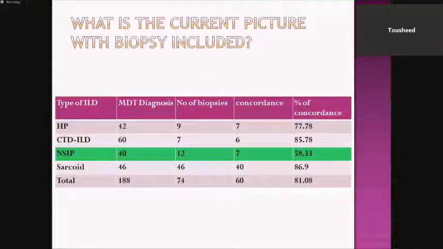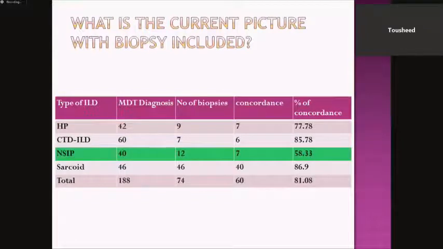So the other thing I wanted to see in our data is, what is the role of biopsy? Should we get all of them biopsied? If you see this data after 2016, I think we started doing our cryobiopsies only from 2015 onwards. We could do only about 9 biopsies out of 42. 42 cases were MDT diagnosed as HP, and in that we could convince only 9 people for a biopsy. And out of them, 7 people had a confirmed diagnosis of HP. That is, the concordance rate was around 77%. CTD-ILD, you can see here almost 85% concordance.